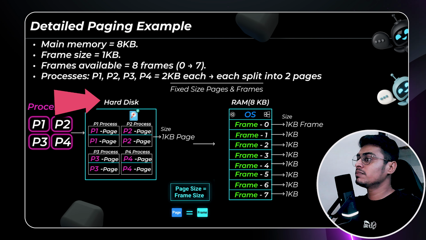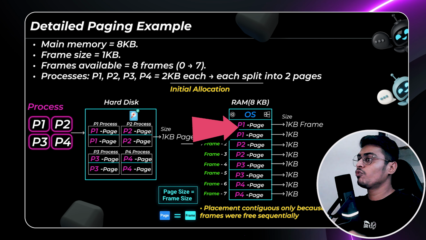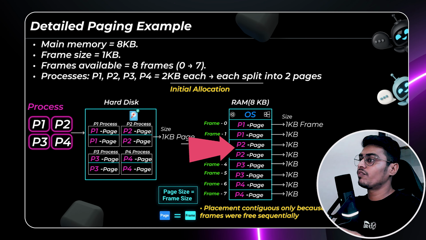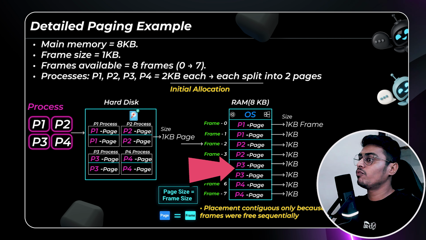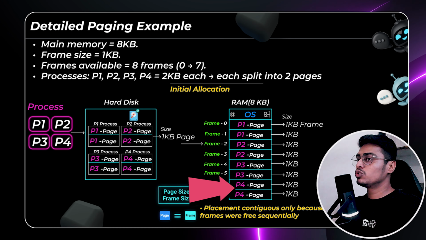Initially, when all frames are empty, we can allocate memory as follows. P1's first page goes to frame 0, P1's second page goes to frame 1, P2's first page to frame 2, P2's second page to frame 3, P3's first page to frame 4, P3's second page goes to frame 5, P4's first page goes to frame 6, P4's second page goes to frame 7.